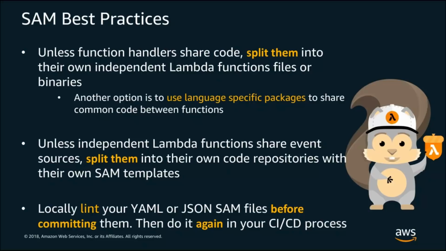The second bullet point here states: use independent Lambda functions, unless they share an event source, and split them into their own code repositories with their own SAM templates. So given the previous example of having, say, a serverless API driven by 20 Lambda functions, if I also have the need to, say, process data off of a Kinesis stream, that should be its own application. That shouldn't necessarily share any sort of code or logic with my API workload. And so in that case, split them into their own repositories with their own SAM templates based on the invocation source.